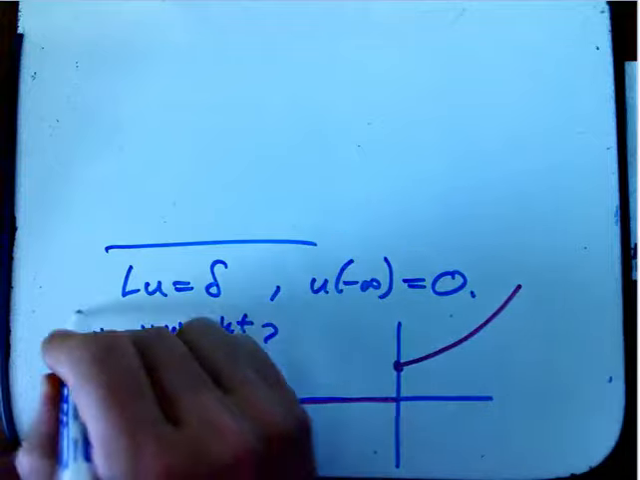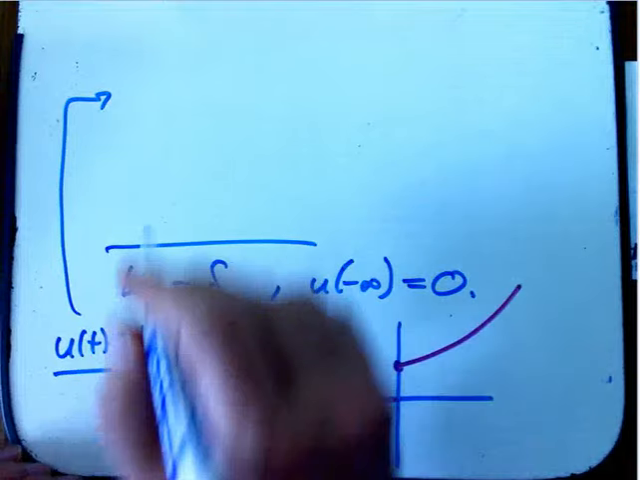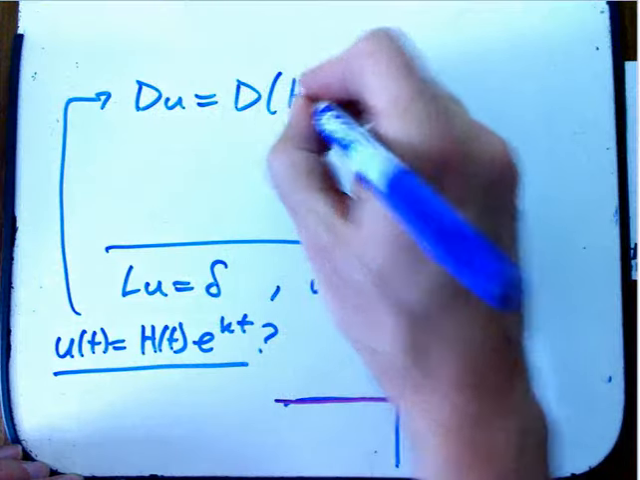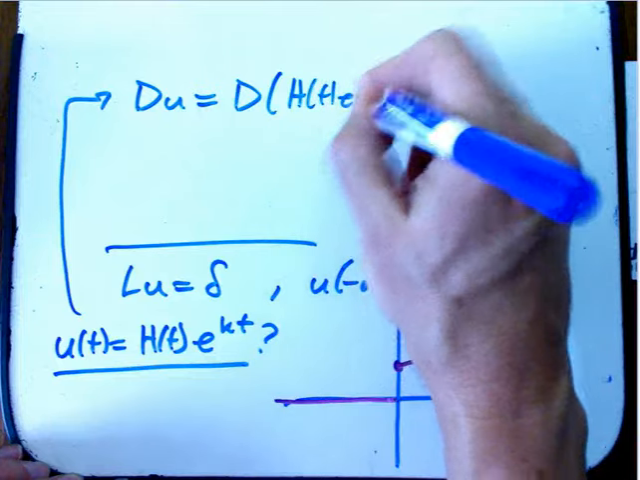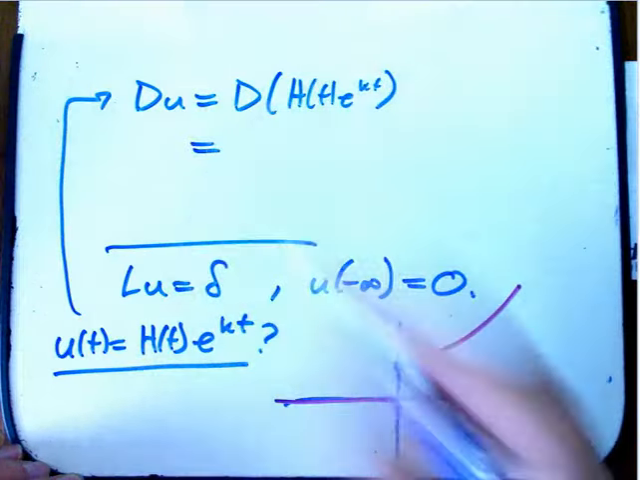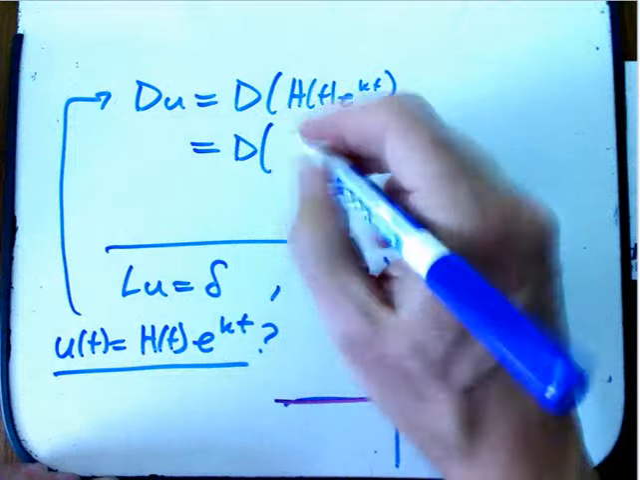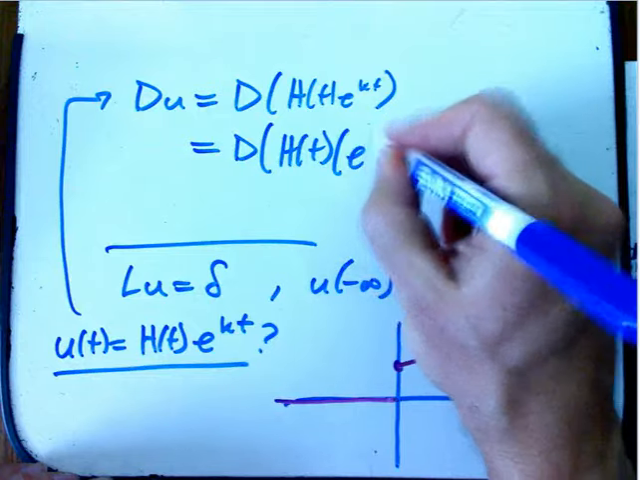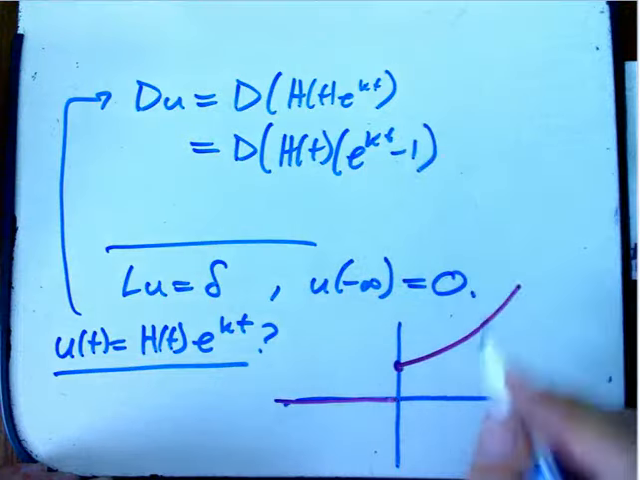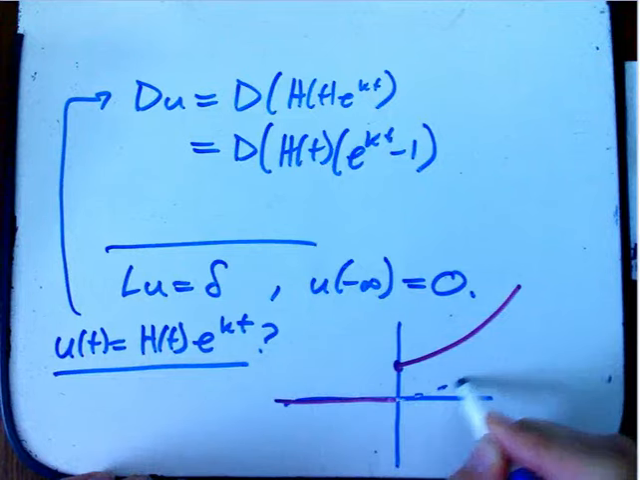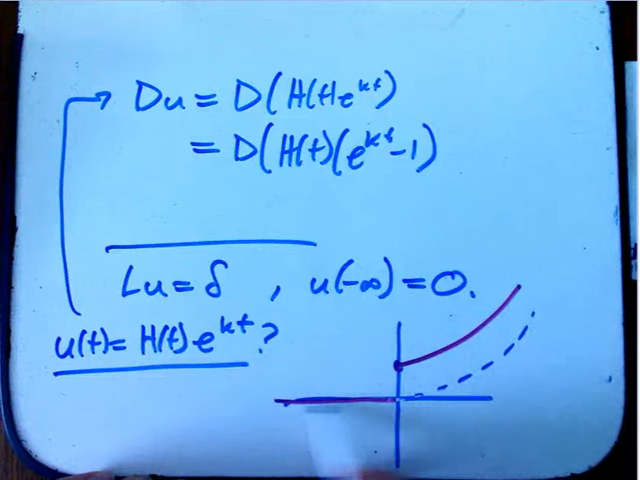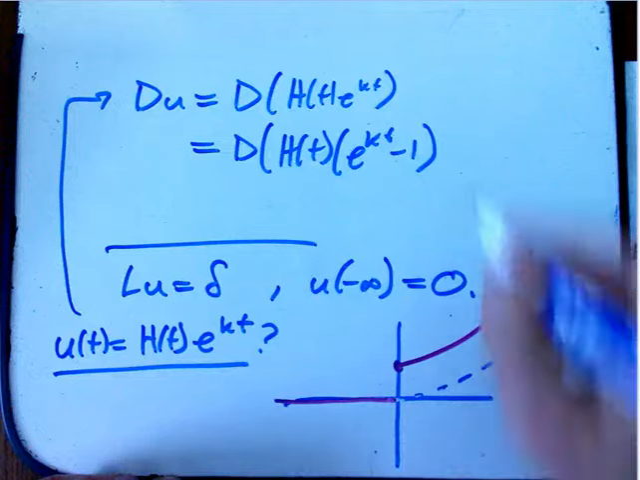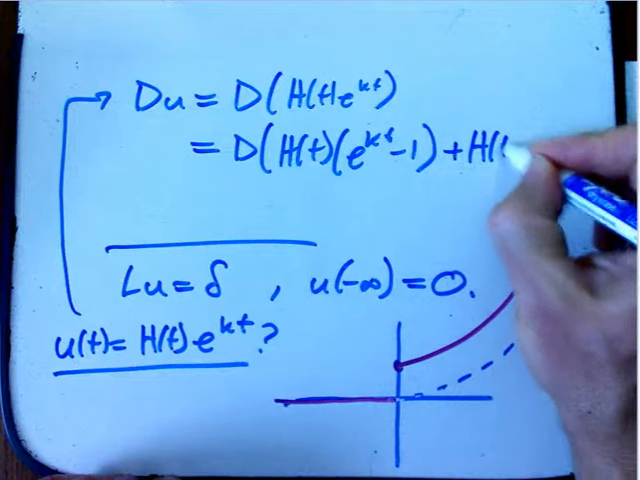And let's go ahead and check it. It's a good variation on our usual technique. Let's just focus on the derivative first. Du is d of h of t e to the kt. And so the trick was, remember, let's take h of t and then multiply it by e to the kt minus 1. So we're going to turn on something that goes like this. So that's h of t times e to the kt minus 1. That is continuous. That won't have a jump. But of course, what do I have to add back in? I have to add back in the jump.